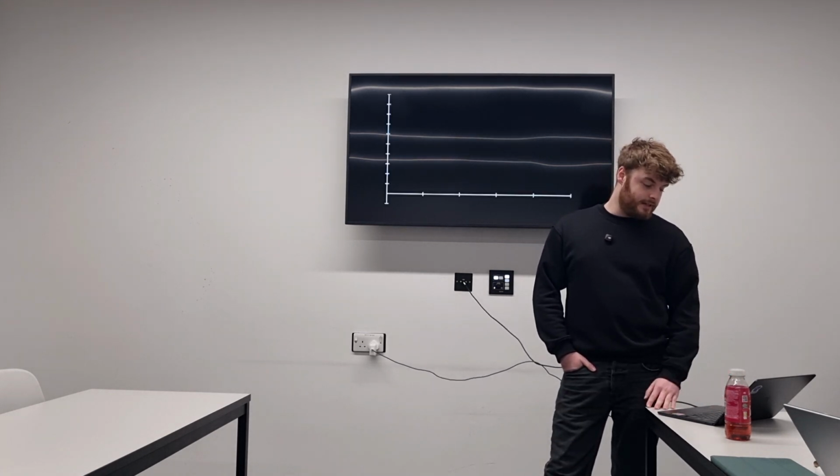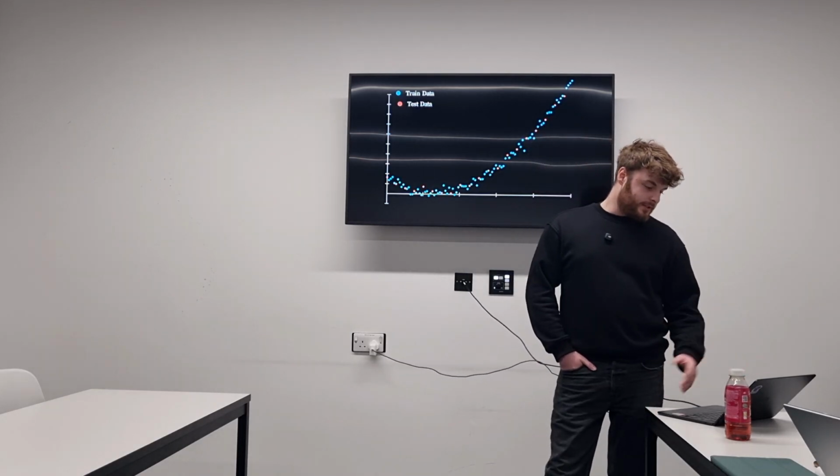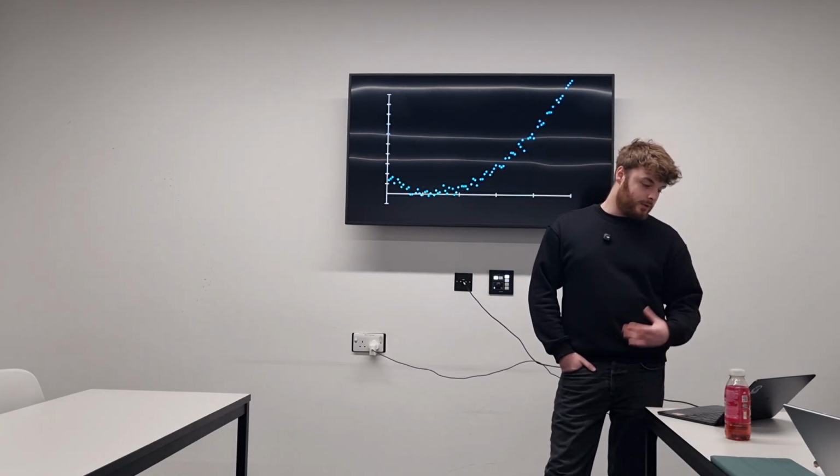So it looks a bit something like this. If we define some exponential relationship, we take 20% of those data points and we remove them, and then we fit our model.